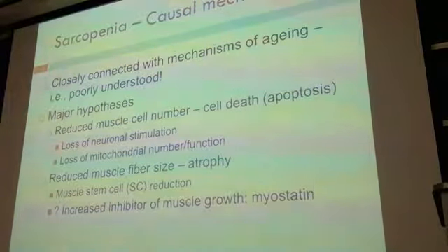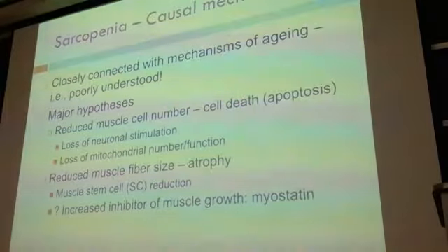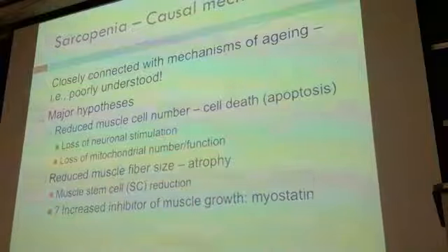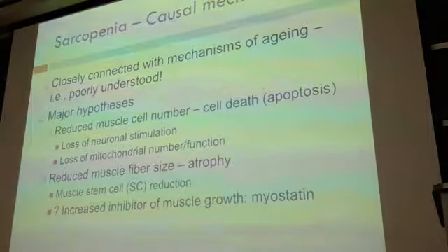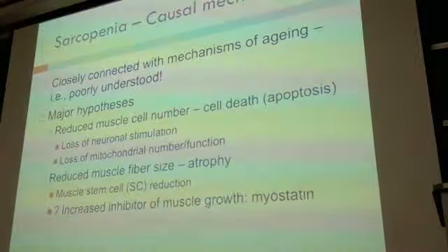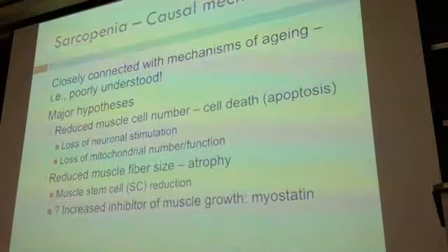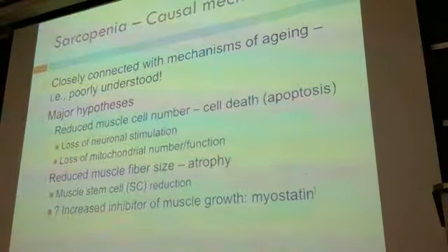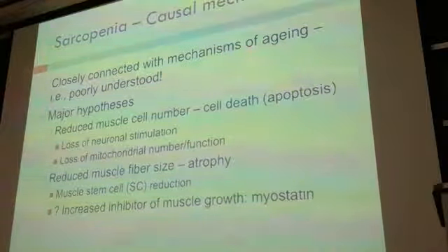Reduced cell number can be due to reduced neuronal stimulation. You mentioned that the triggering of muscle activity by the neurons is an important activator of muscle activity that can stimulate many metabolic processes. Also, and this is really important, there's loss of mitochondrial number and function that can lead to apoptosis and reduced cell number with age or with disuse.